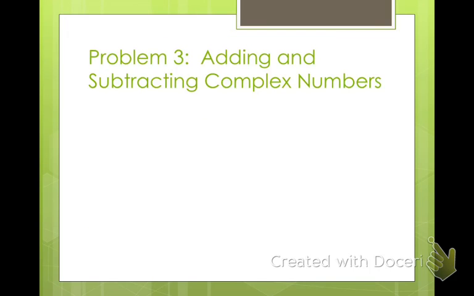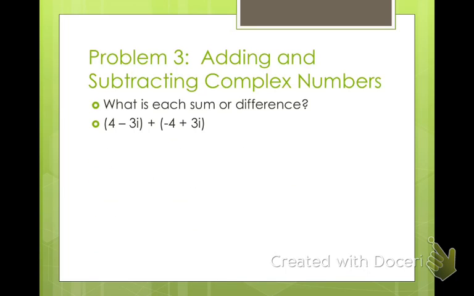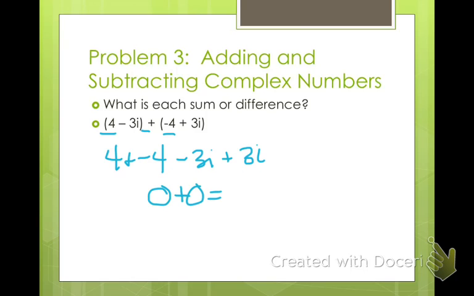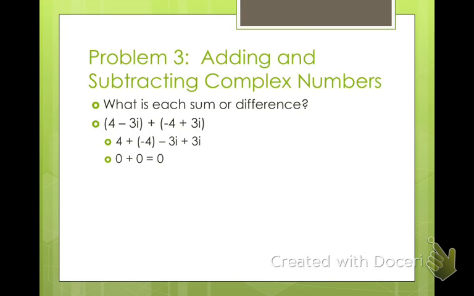Alright, next we're going to be adding and subtracting complex numbers. So just like when we have variables, you can only add like terms. So let's find each sum or difference. If I have 4 minus 3i plus -4 plus 3i, I combine my like terms. So I have 4 plus -4 and -3i plus positive 3i. So 4 plus -4 is 0. -3i plus 3i is 0. So this would be 0. Well, that wasn't very difficult.